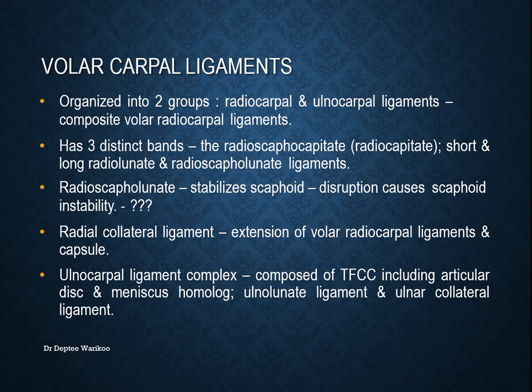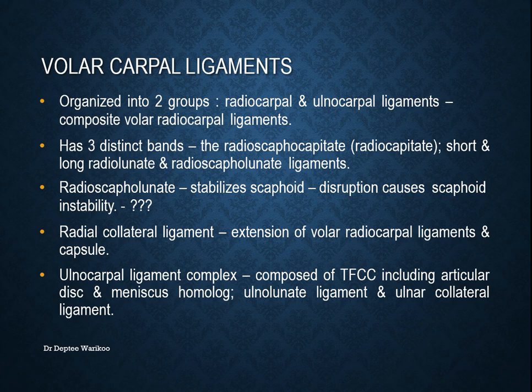The volar radiocarpal ligament is described most commonly as having three distinct bands: the radioscaphocapitate ligament, the radiolunate ligament, and the radioscapholunate ligament. The radioscapholunate ligament was once described as the most important stabilizer of the proximal scaphoid.